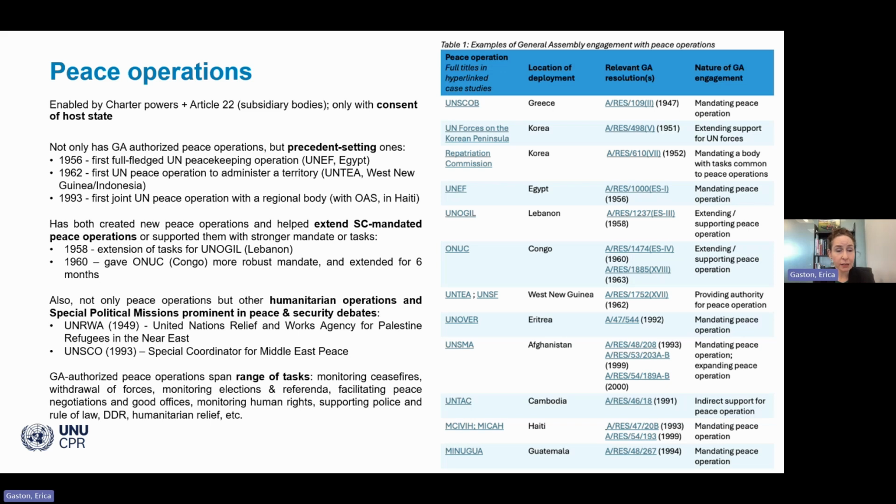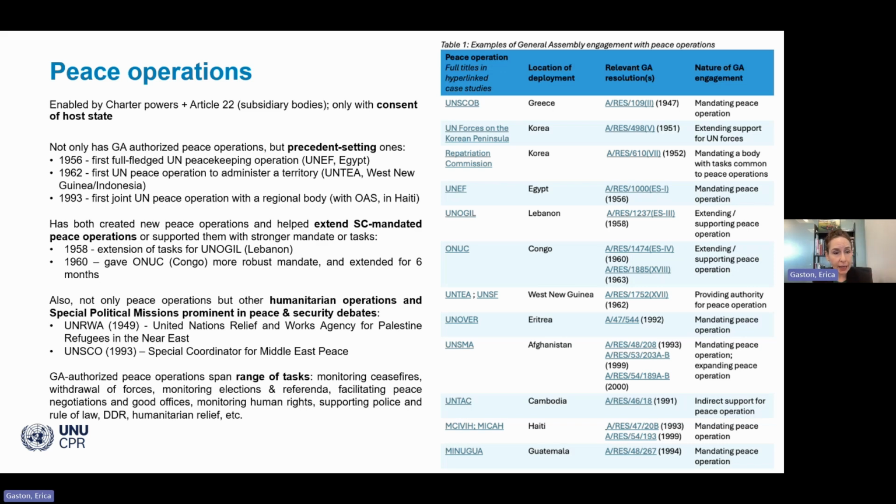So in 1956, it was the GA that first authorized the first fully fledged peacekeeping operation, which was UNEF, authorized in response to the Suez Crisis. In 1962, they authorized the first UN peace operation to administer a territory. That was in West New Guinea, which is now in Indonesia. In 1993, they authorized the first joint UN peace operation with a regional body. That was in Haiti, together with the Organization of American States. So the GA has both created these new peace operations, but also quite interestingly, in some cases, it's interacted with and helped extend the functions or mandate of those that were created by the Security Council.